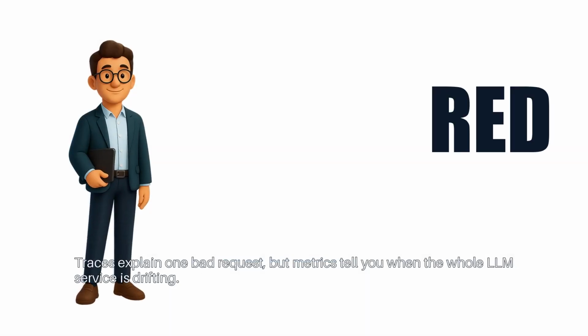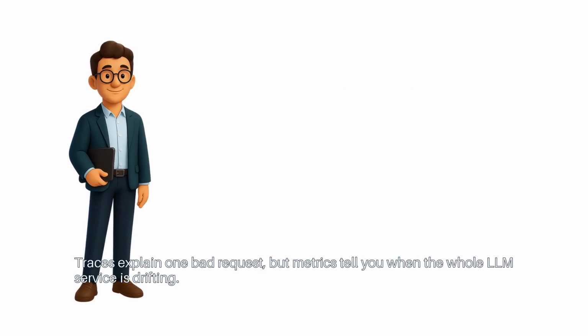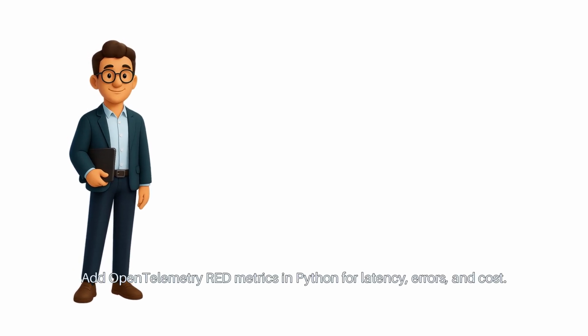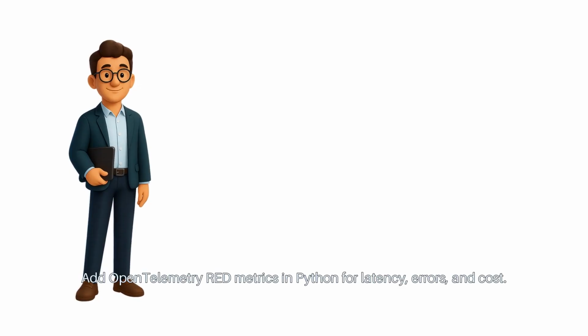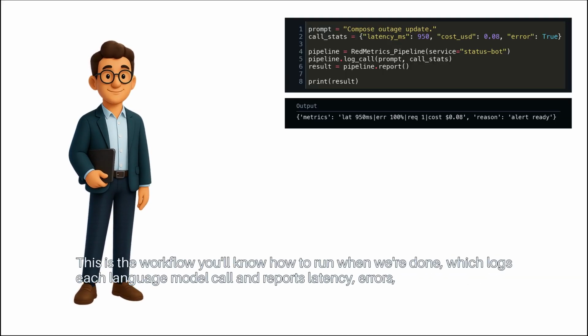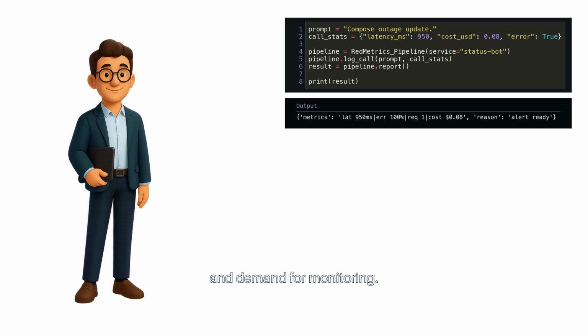Traces explain one bad request, but metrics tell you when the whole LLM service is drifting. Add OpenTelemetry RED metrics in Python for latency, errors, and cost. This is the workflow you'll know how to run when we're done, which logs each language model call and reports latency, errors, and demand for monitoring.